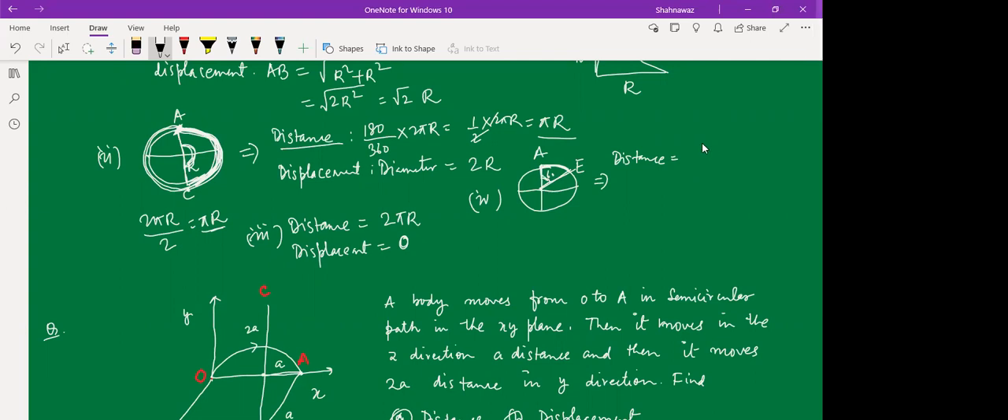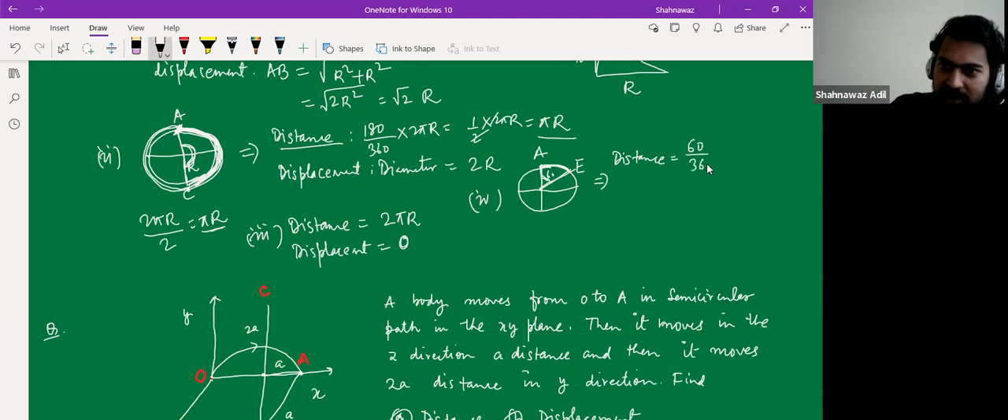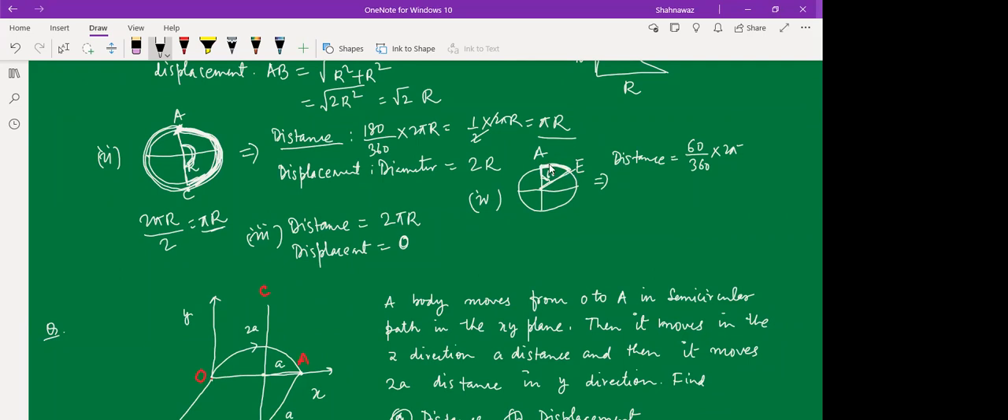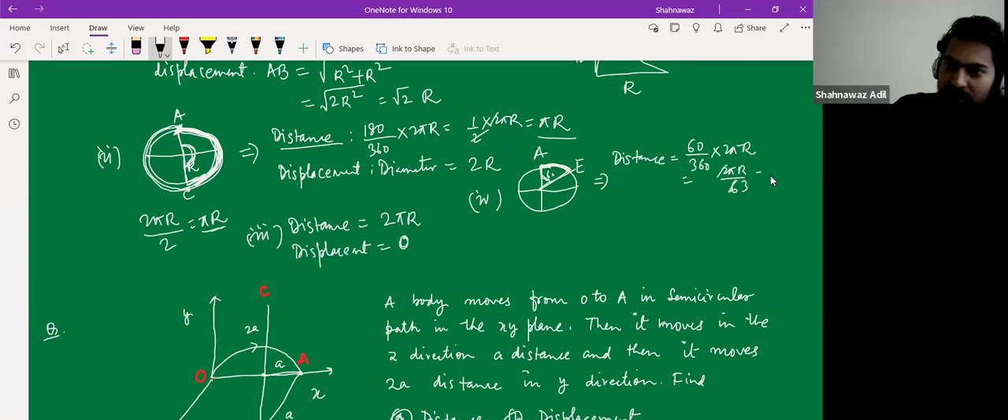Sir, it will be 60 by 360. Yes, right. 60 by 360 into 2 pi r, the arc length. So this is 2 pi r, so pi r by 3. Right? And what will be the displacement?